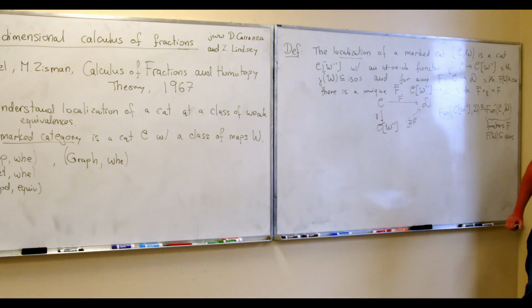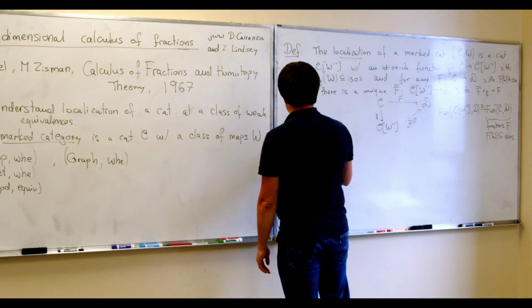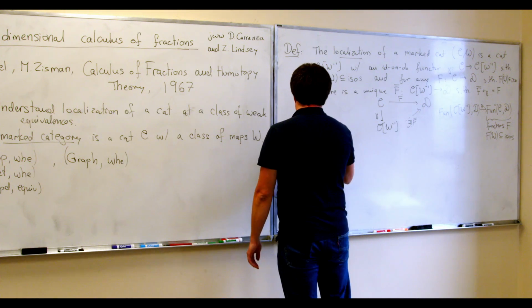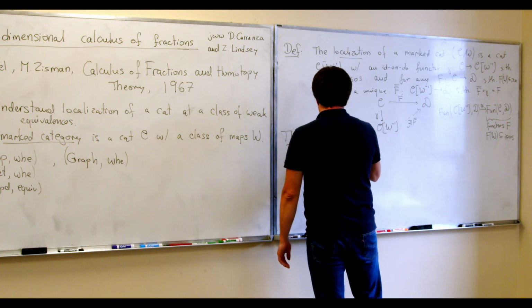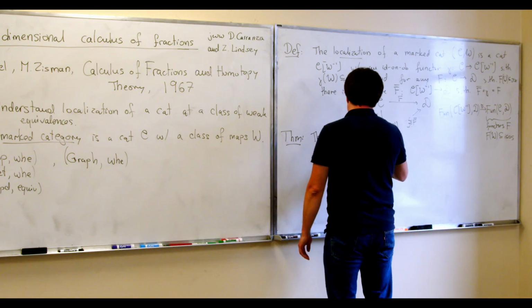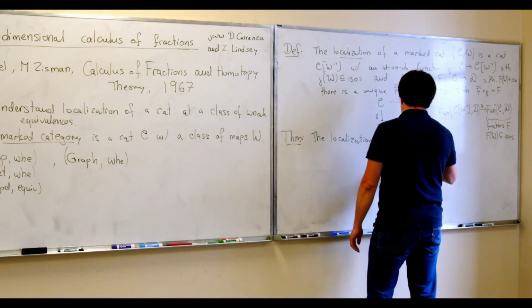And the first question, whenever you have some universal property, is whether this thing exists. And so the first theorem is, well, does it exist? And the answer is it does. So the localization always exists.